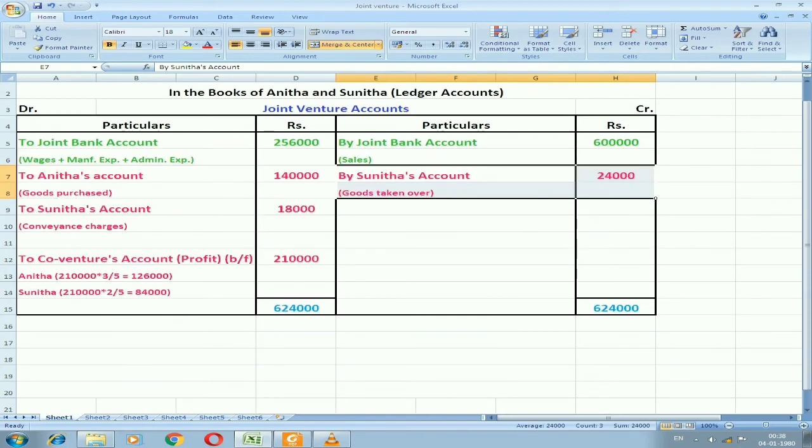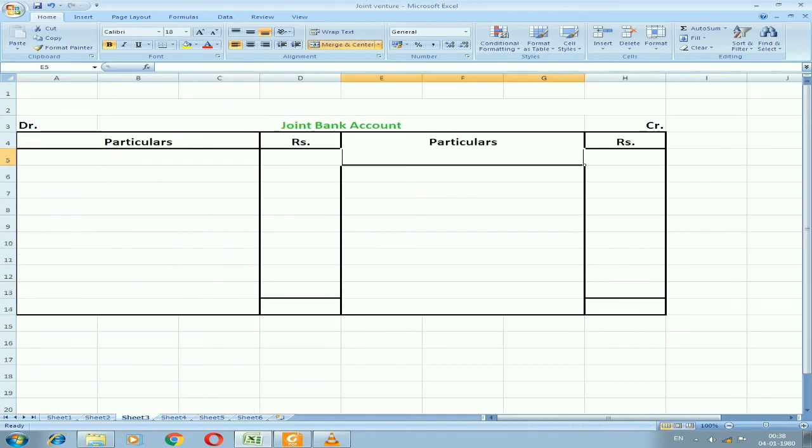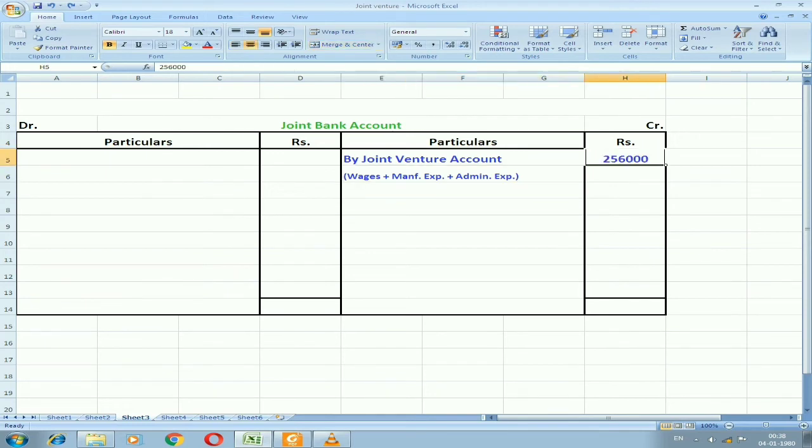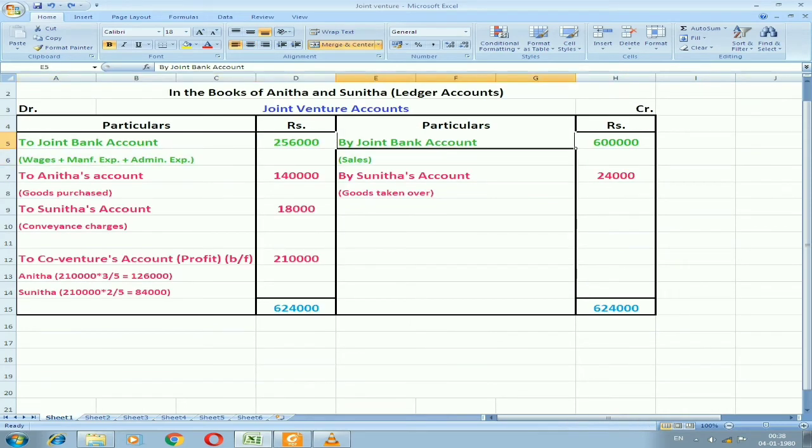In the joint venture account, you can see on the debit side we have one, that is the joint bank account. The reason is some of the expenditure. The total amount is 2,56,000. As we have this entry on the debit side, we are supposed to take it on the credit side, that is "by joint venture account", with the same reason, 2,56,000. Then in the same joint venture account, we have one more joint bank account entry, which is on the credit side. As you can see here, on the credit side we have one more joint bank account.